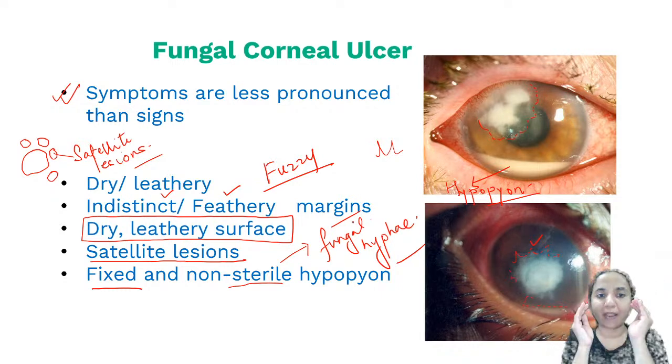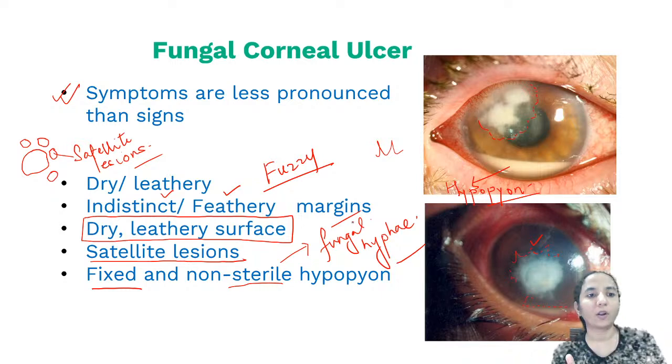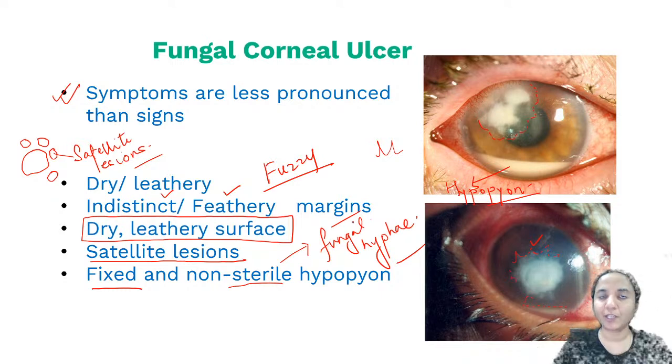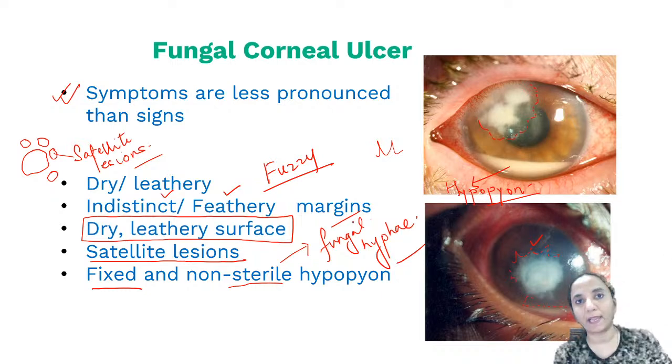So if I were to summarize all the points that I told you, in a fungal corneal ulcer, the symptoms tend to be less pronounced than the signs. The lesion may be a single lesion or there may be multiple lesions. If there are multiple lesions, usually there is one large lesion with smaller lesions at the sides, which are called satellite lesions. The margins are typically described as fuzzy or feathery or ill-defined. The surface of the ulcer is dry or leathery. And the hypopyon, if present, is fixed or immobile. And if you get a chance to aspirate it, it is non-sterile, that is, you will see the presence of fungal hyphae.